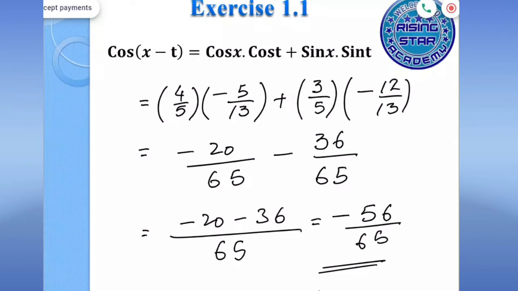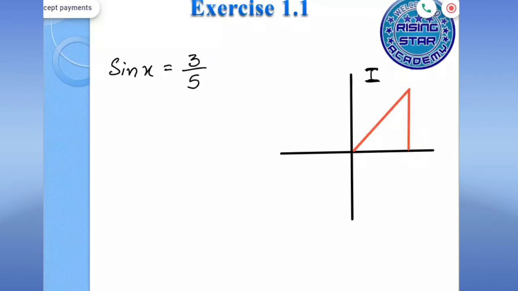Now we will check the other method that I told you in the video. I would teach you the other method to find the cos x and cos t. So let's start. Okay, now we will find the cos x value by using the second method, that is the quadrant method. So here we have angle x, so the angle x would be written over there.